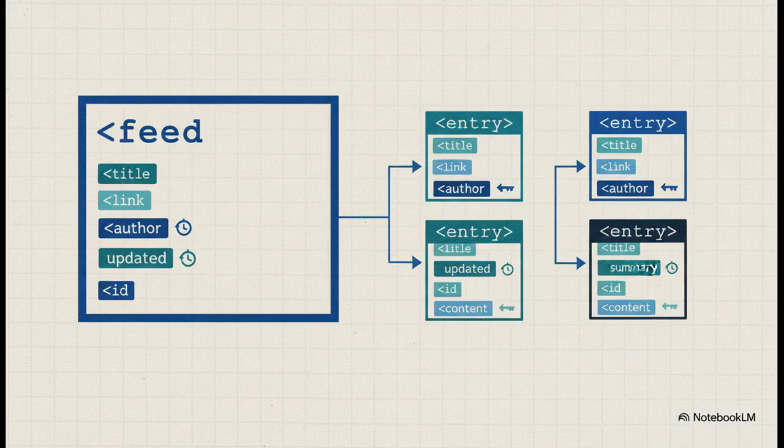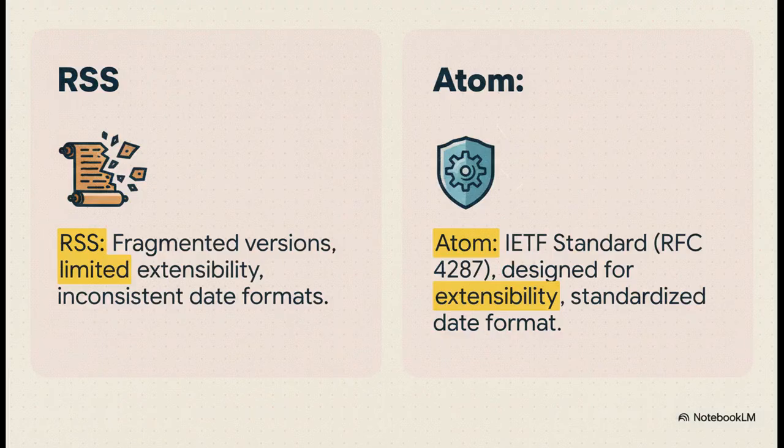And then we have Atom. This came along a bit later, and it was specifically designed to fix some of the vague parts of RSS. The structure feels similar, but you'll notice the terms are different. The main tag is feed, and instead of items, you have entry elements. But look closer. You've got required fields like ID and updated, which right away makes the whole thing more structured and way more reliable.